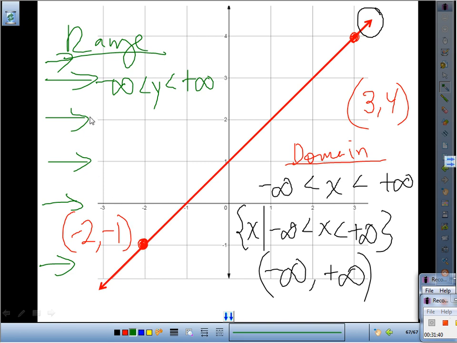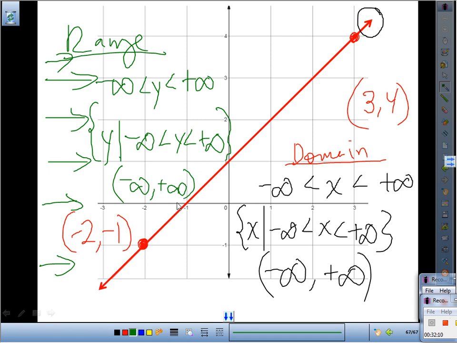Okay? Solution set of y such that negative infinity less than y less than positive infinity. Notation: negative infinity, comma, positive infinity, and they're not included, so it goes with parentheses.